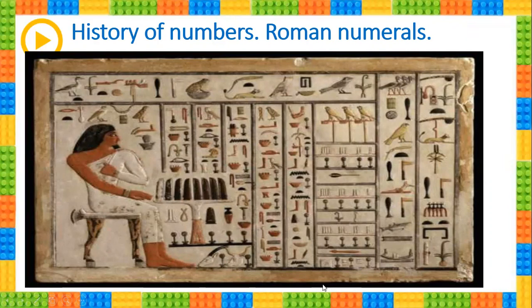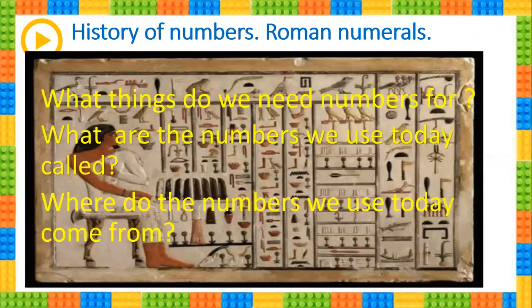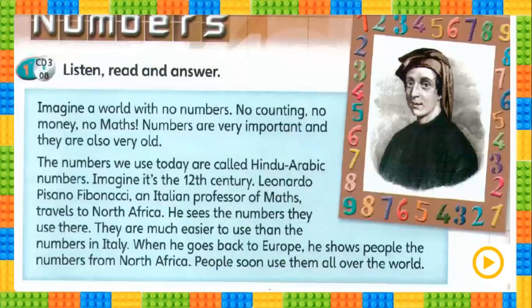In this text, we will listen and find the answers to these questions. Question number 1, what things do we need numbers for and why do we need numbers? What are the numbers we use today called? And where do the numbers we use today come from? Where did they first appear? Let's listen and learn about the numbers. Student's Book, page 78, exercise 1. Listen, read and answer.